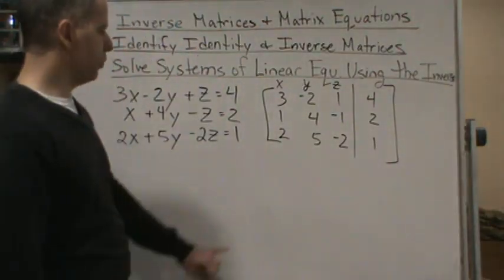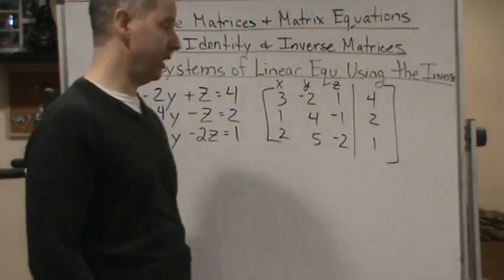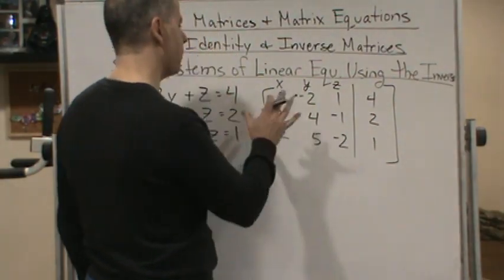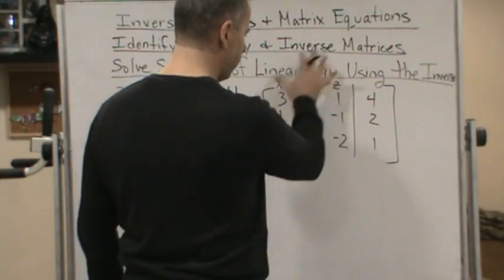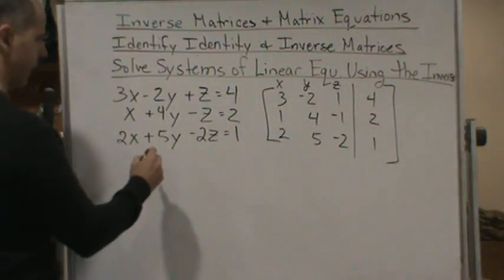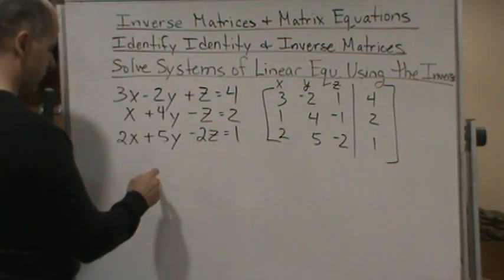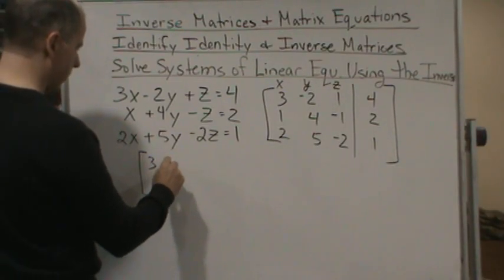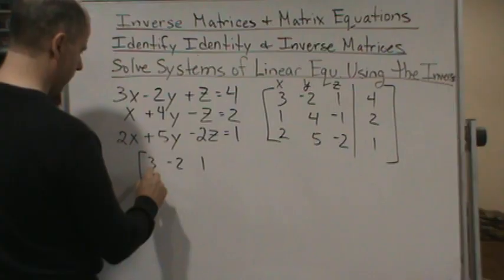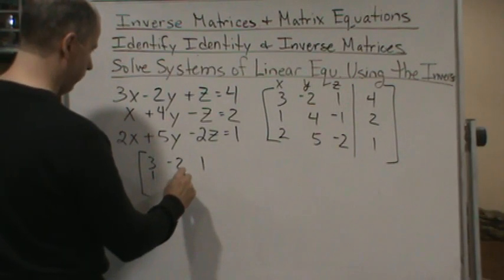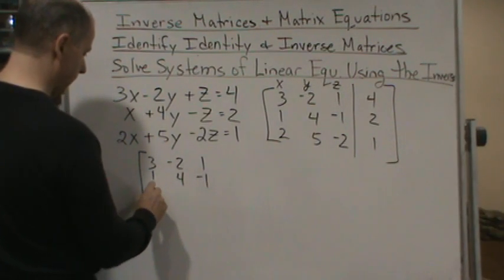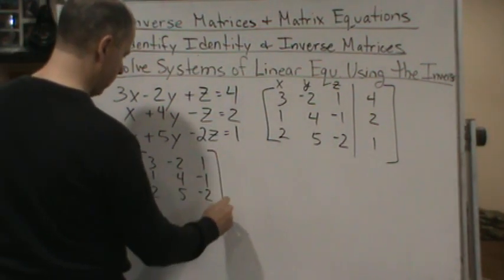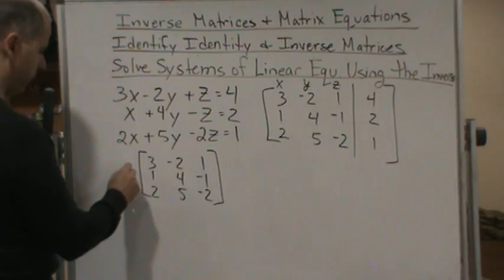But now what we're going to do is dissect this even more, because where do those variables come from? Well, implicitly in here, there's another matrix. So we're going to set this up like this. We're going to have the coefficient matrix. The coefficient matrix is going to be 3, -2, 1, 1, 4, -1, and 2, 5, -2. So this is called the coefficient matrix.